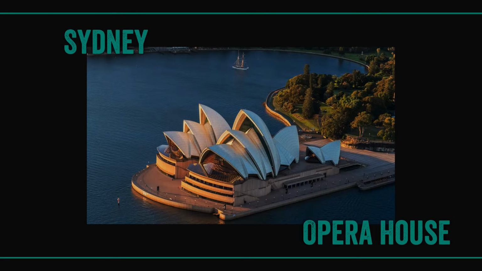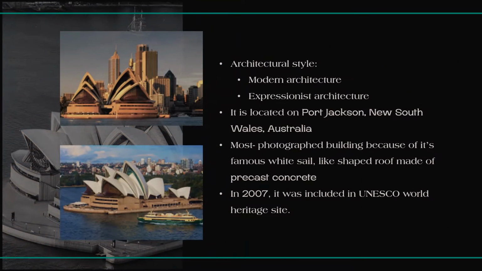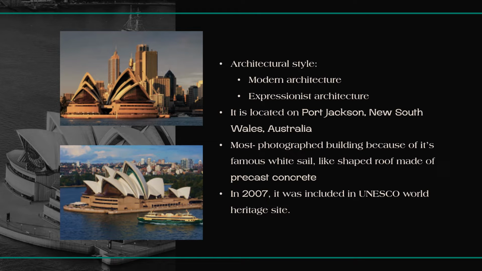Sydney Opera House. Its architectural style is modern and expressionist architecture. It is located on Port Jackson, New South Wales, Australia. It is one of the most photographed buildings because of its famous white sail-like shaped roof made of precast concrete. In 2007, it was included in the UNESCO World Heritage Site.